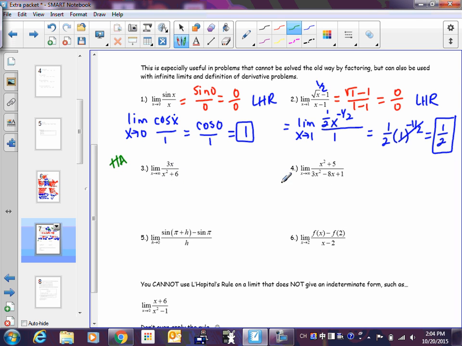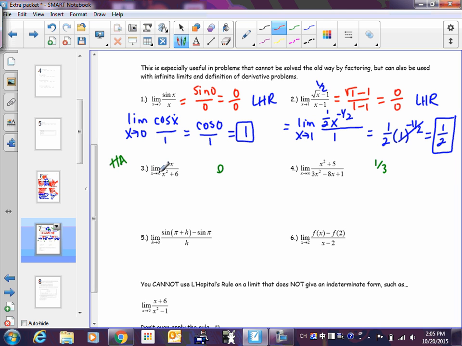So I'm going to work these out with L'Hopital's rule in a minute, but does anybody know the answer to number 3? 0 is correct. What about number 4? 1/3. So if you already knew that, then really that's how you should do this problem because that's working well for you, okay? But let me show you just what happens anyway.